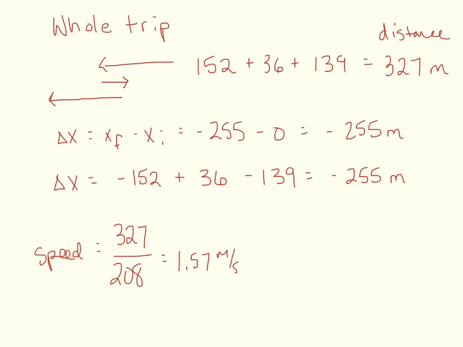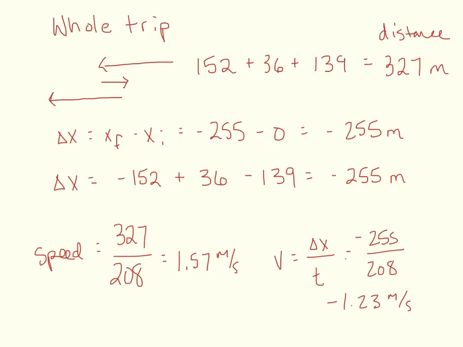But now let's look at our velocity. Our velocity is going to be our total displacement divided by our total time. In this case, that's negative 255 meters divided by the 208 seconds. If I take my negative 255 and divide it by 208, I get a velocity of negative 1.23 meters per second, showing that for my whole trip, on average, I was moving 1.23 meters per second to the left.